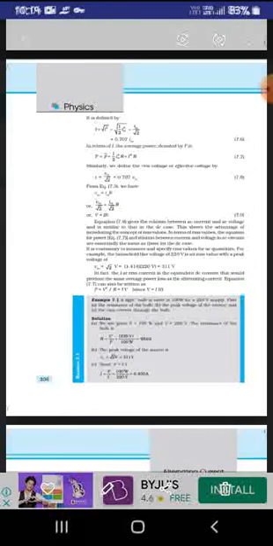root of I square average, which is root of 1 by 2 Im square, is equal to Im by root 2. So therefore this is equal to 0.707 Im.